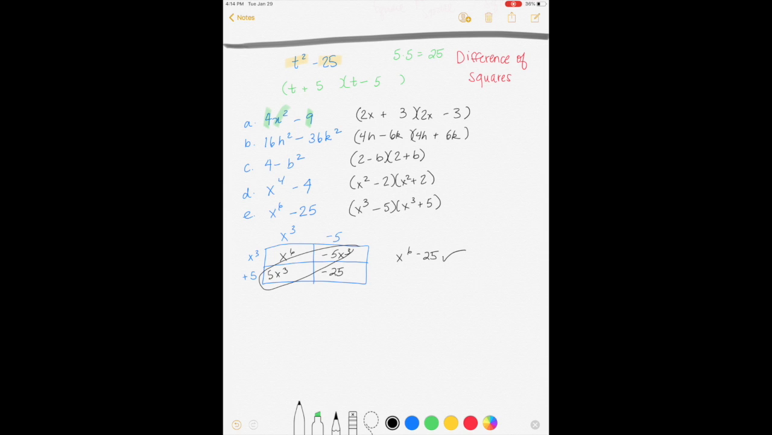This method of factoring the difference of squares only works when you are actually subtracting. That's why it's called difference of squares. And it only works when the other two terms in your binomial are squares. It doesn't work for any other term.